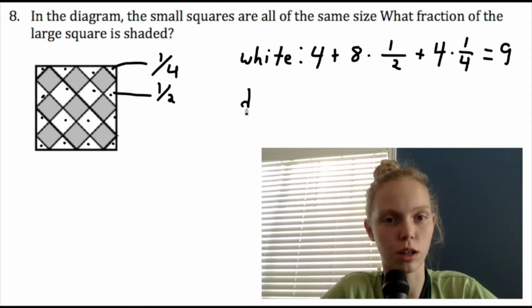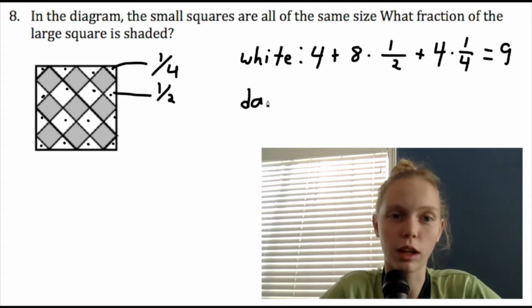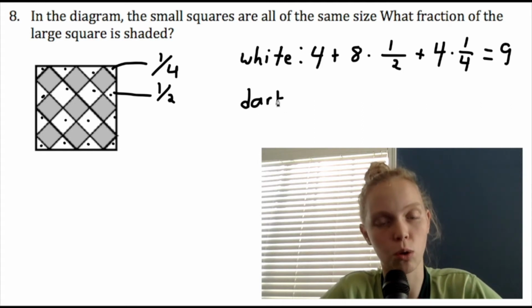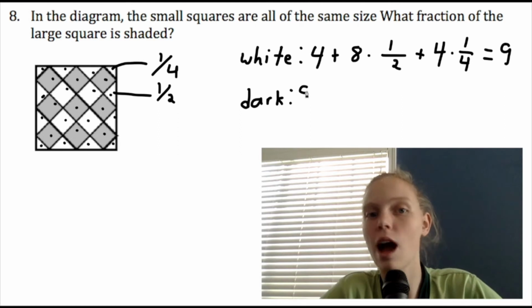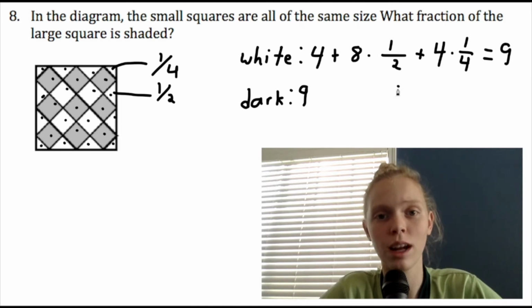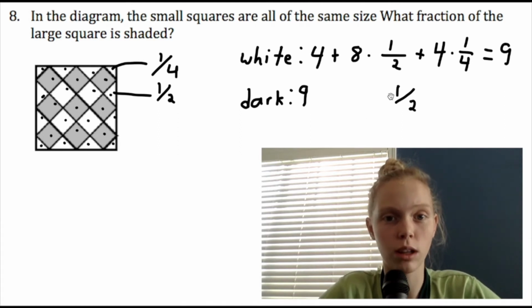Next, we count up the dark squares. We can just see, just looking at the diagram, that all of the dark squares are whole. So it's really easy to just count them up. There's 1, 2, 3, 4, 5, 6, 7, 8, 9 dark squares. So since half of them are white and half of them are dark, 1/2 of the total area will be shaded.